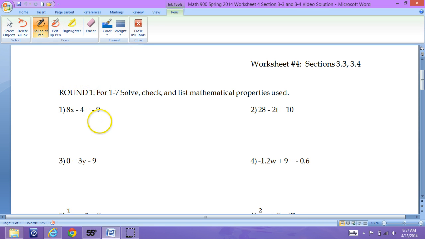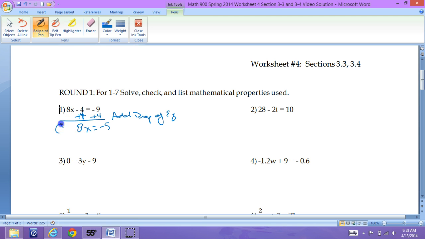8x minus 4 equals negative 9. So I want the x's isolated, so I'm going to add 4 to both sides. And that uses the addition property of equations. And now what do I get? I get an 8x. This is a zero pair, negative 4 plus 4. And then negative 9 plus 4 is negative 5.